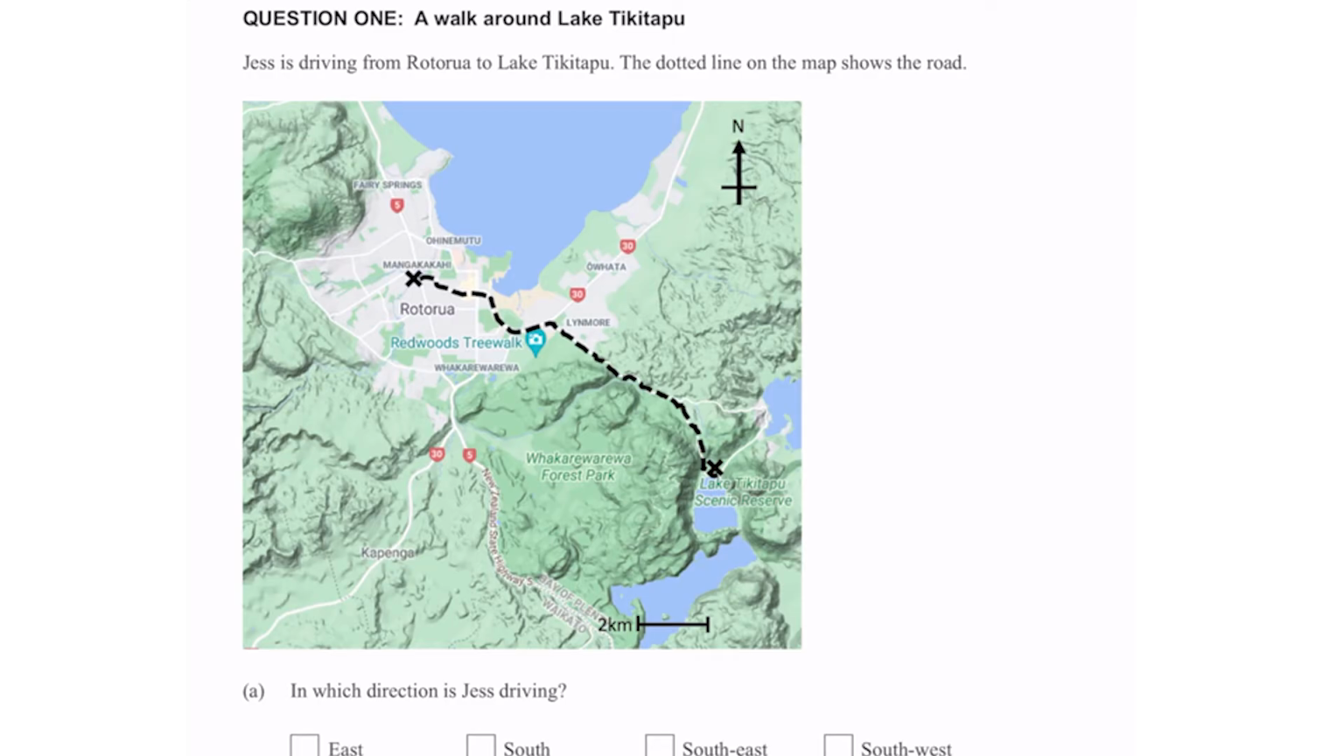What we have here, if I highlight this in red, is Jess, and she's starting here in Rotorua and making her way to Lake Tsikitapu, taking this route in this direction, right? Because she's starting at Rotorua and ending up at the lake. So the first thing we need to know is which direction she's traveling in.